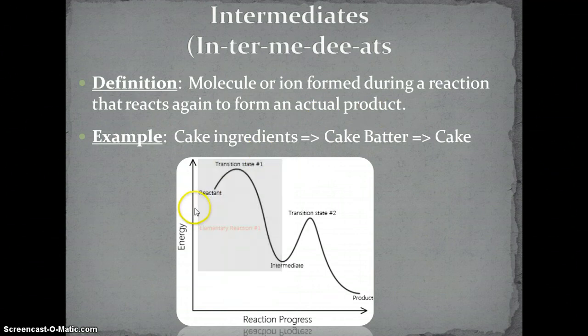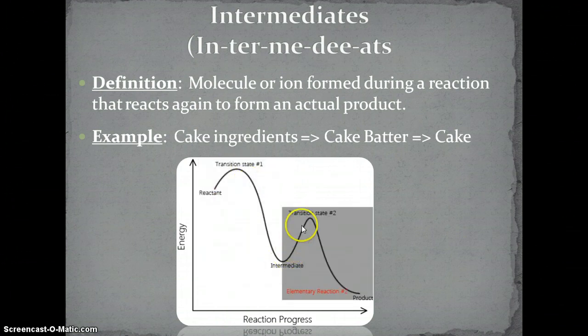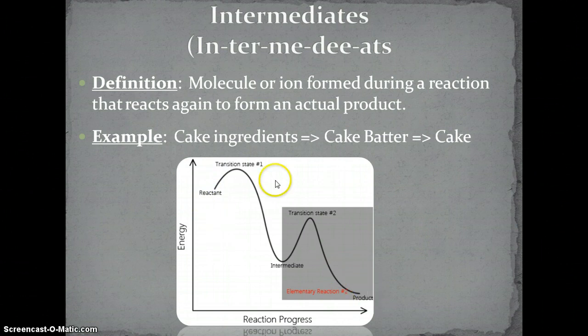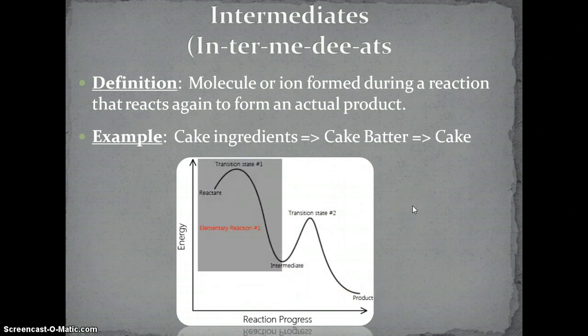Here with reaction rates, we're going to see how we go from the cake ingredients. First we open them up and mix them here in the first reaction, then we start heating it up here in the second reaction, and then we get our cake. We didn't just heat up the flour and the sugar and the eggs and get cake. We had some steps in the middle, and we do the same thing with chemical reactions.